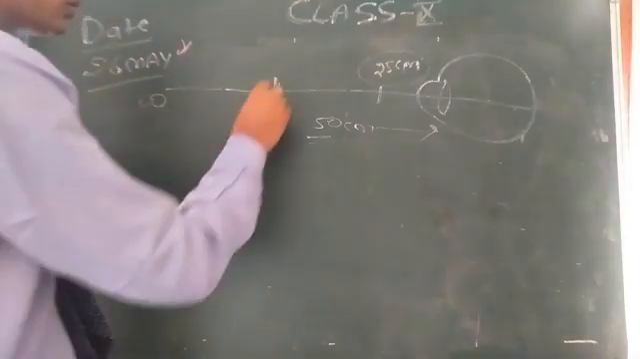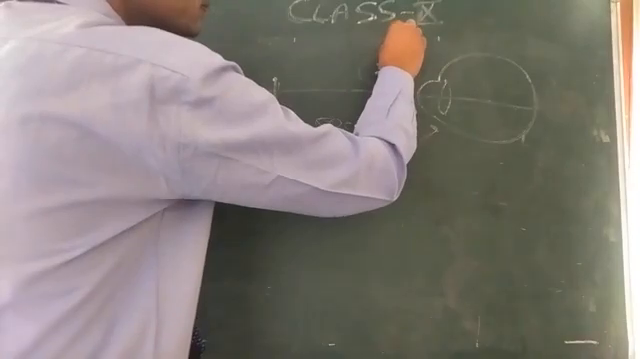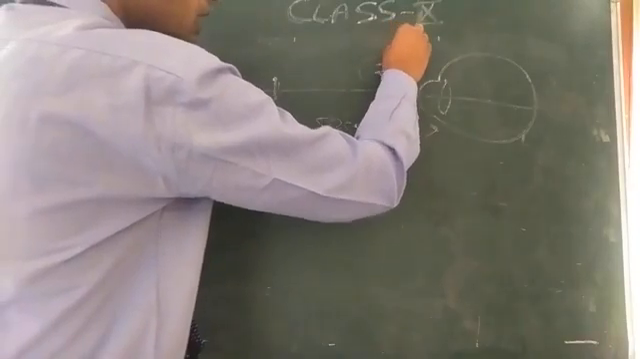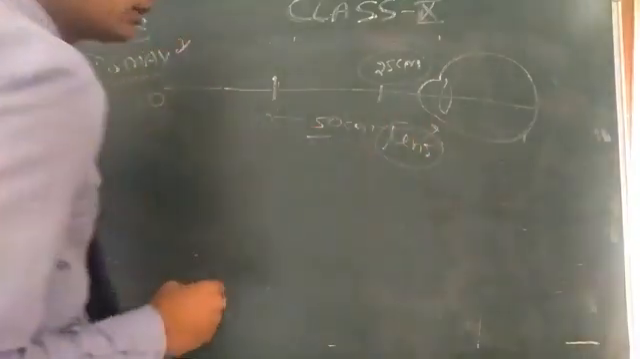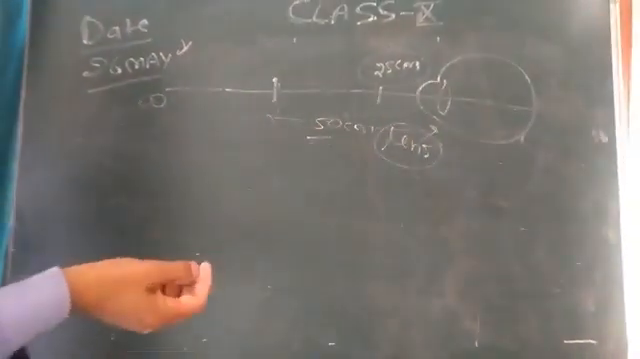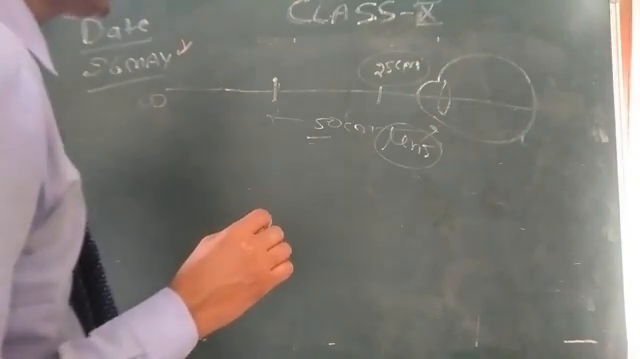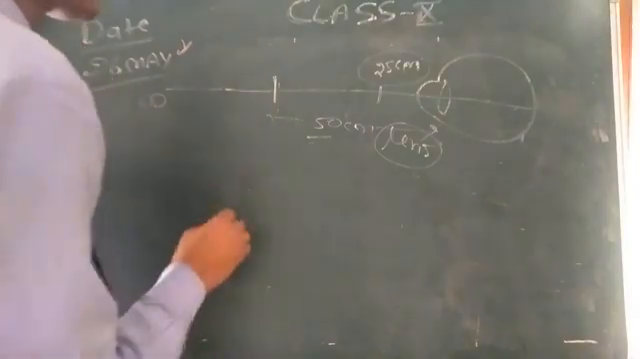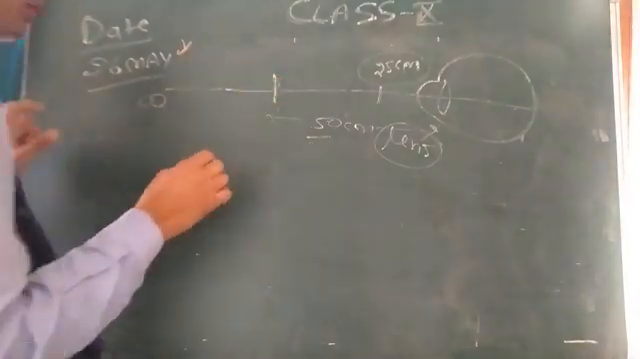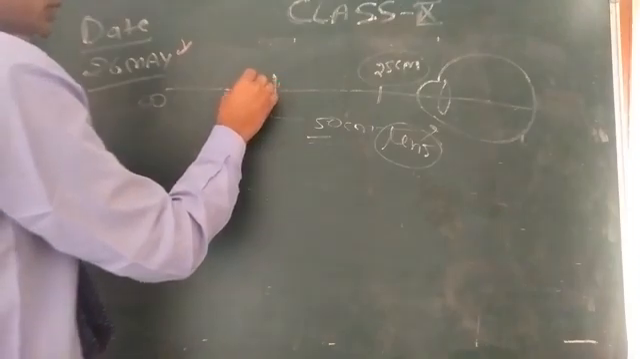It means to correct this defect, there is a need of a lens. We have to find what is the nature and what is the focal length and power of the lens. So we have to see the object beyond this point.